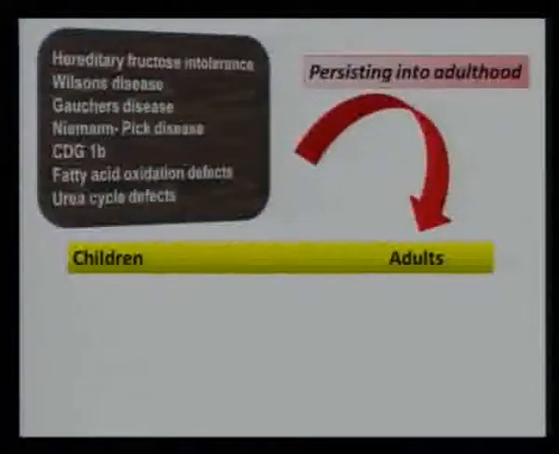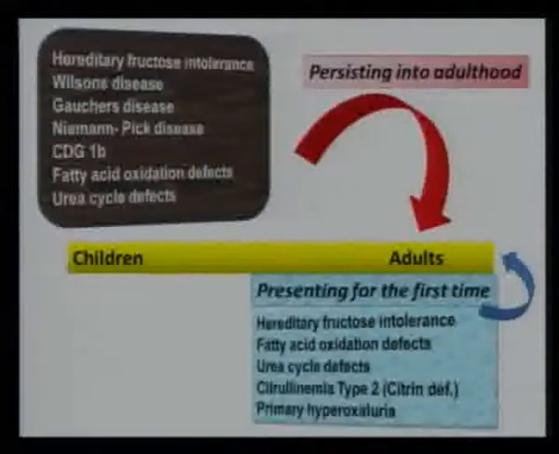When we look at children, these are the disorders which can go into adulthood. So they have to recognize, as we had an adult case yesterday, Wilson's disease, Gaucher's, Niemann-Pick, glycosylation defect, fatty acid oxidation defects, urea cycle defects, they can actually persist and enter into adulthood. Therefore, they have to be alive and have the knowledge of these disorders. And then there are certain conditions which will present for the first time in adults, like citrullinemia type 2, primary hyperoxaluria. They should be known to adult hepatologists and adult gastroenterologists, because they can be diagnosed and some of them can be treated.